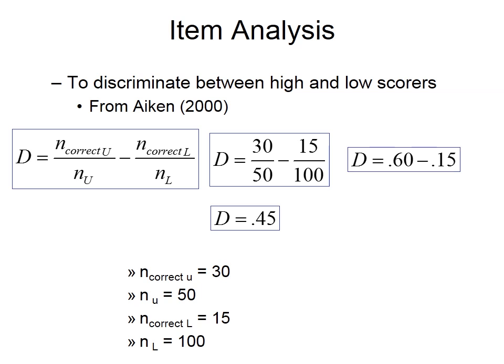If we run the math, 30 divided by 50 is 0.60. 15 divided by 100 is 0.15. 0.60 minus 0.15 equals a D of 0.45. In this case, because there were a lot more people in that underperforming group, the lower group, we actually have an item making a decent discrimination of 0.45.